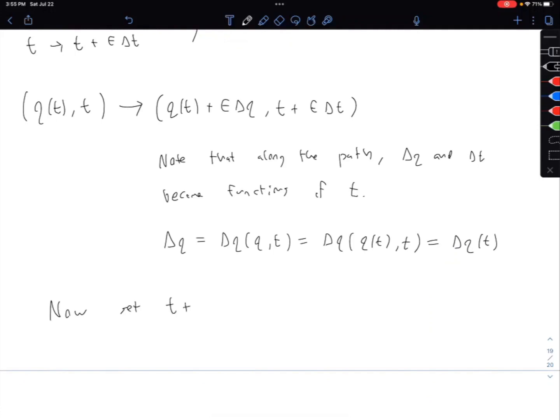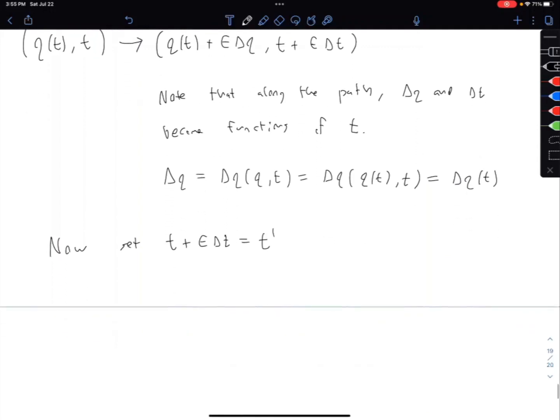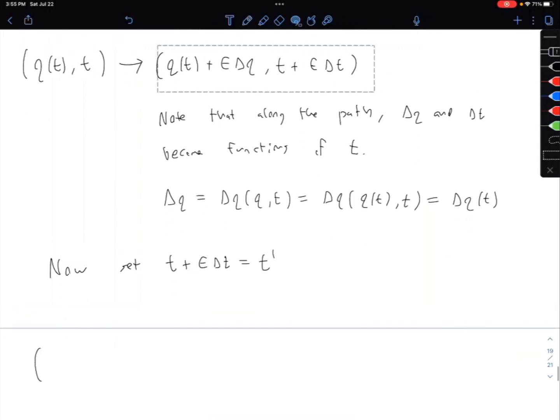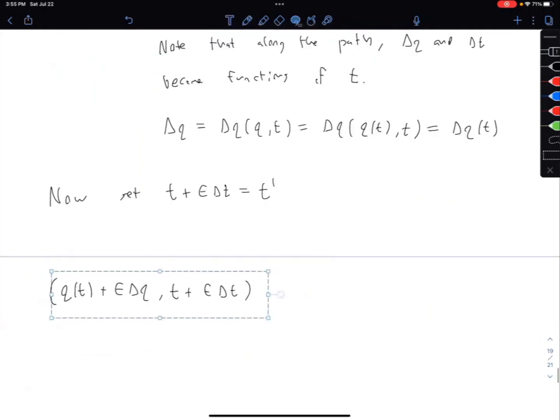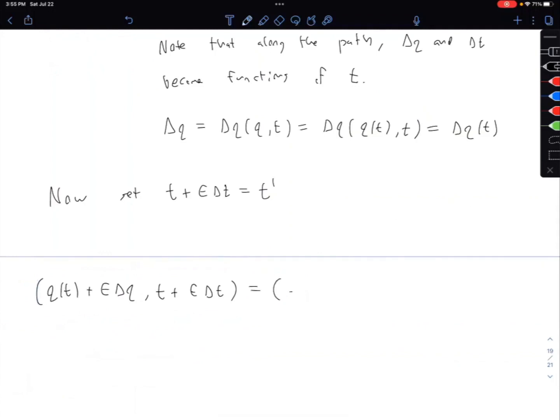Now set t plus epsilon delta t equal to t prime. And then when I reparameterize this path, this will be equal to q(t prime minus epsilon delta t) plus epsilon delta q(t prime). And notice that here, delta q and delta t are evaluated now at t prime minus epsilon delta t, right? I just don't want to write it because it'll be too many parentheses, right?